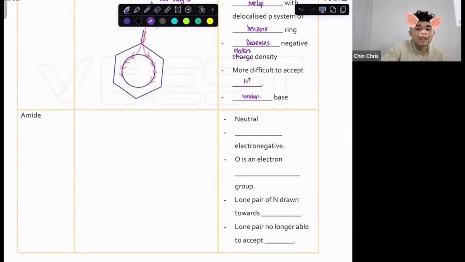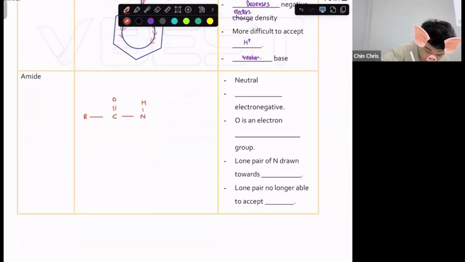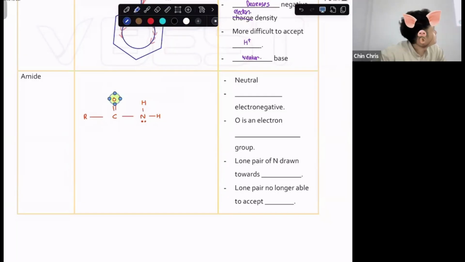Let's look at amide. Okay, for amide, it looks something like that. We have R, a C double bond O, and an NH. Alright guys, I want you guys to highlight this O. Please tell me more about this oxygen. Yes, we have done it before.